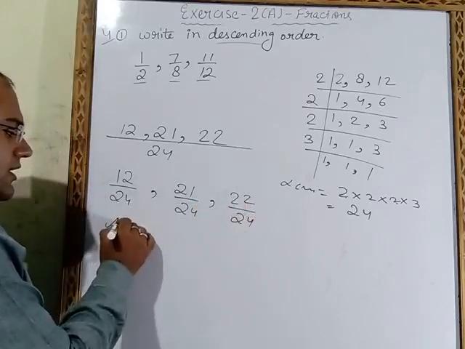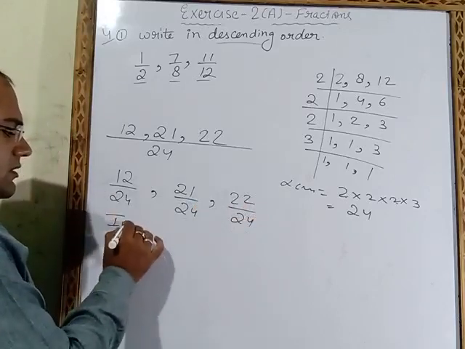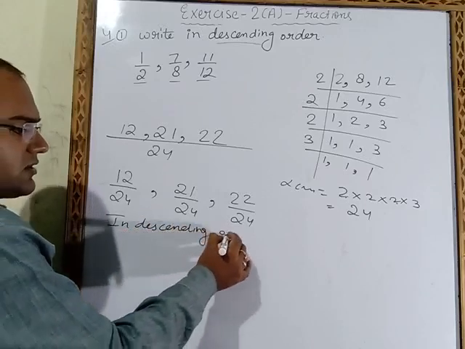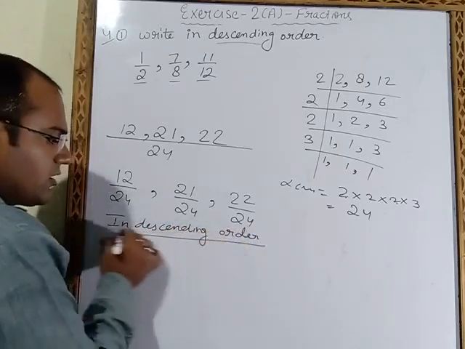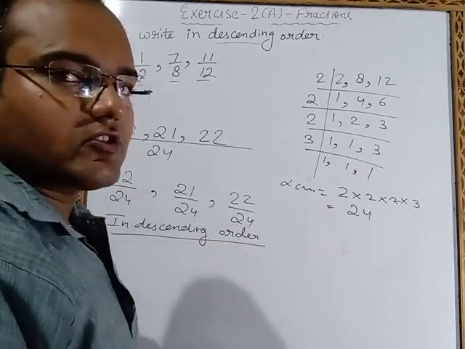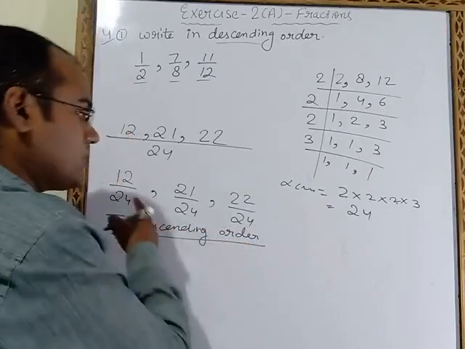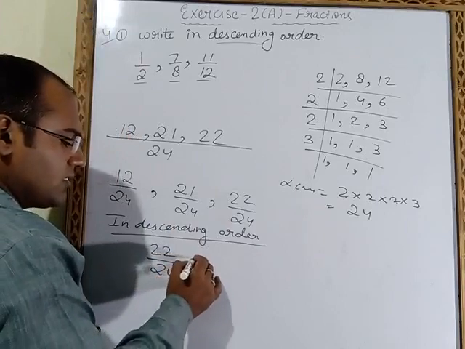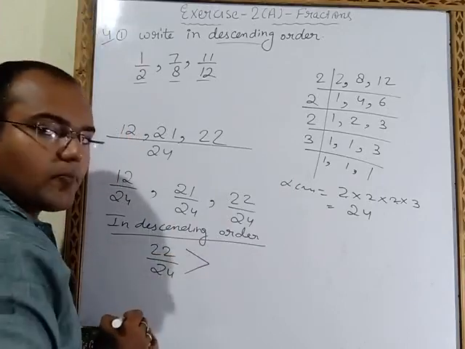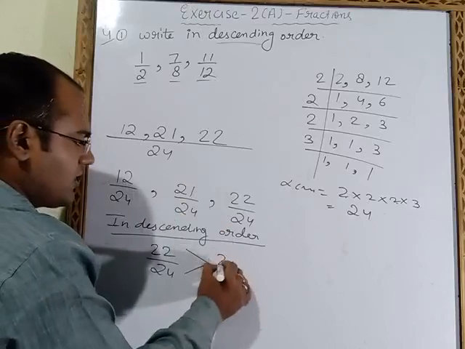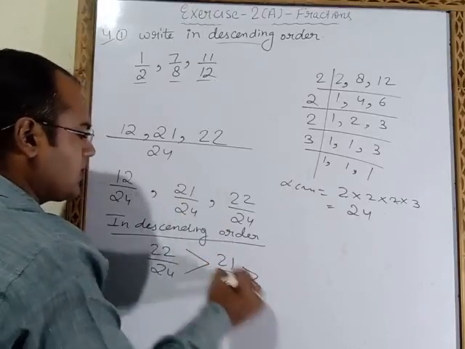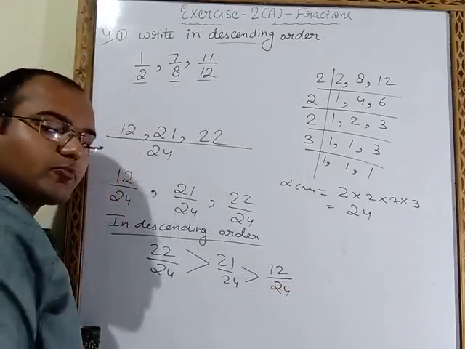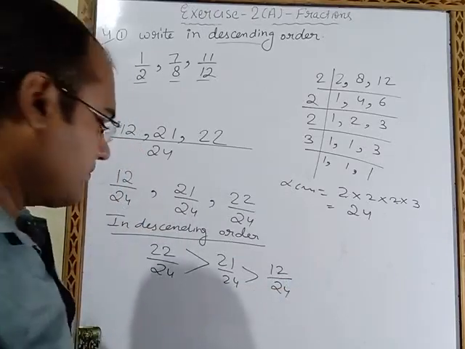Now we will put the heading in descending order. In descending order, what you have to do? First of all, you have to write the greater number. Which one is greater here? 22. Then this is greater, so you have to put the sign. 21 upon 24. Then 12 upon 24. Now we have to put the values which are given in the question.